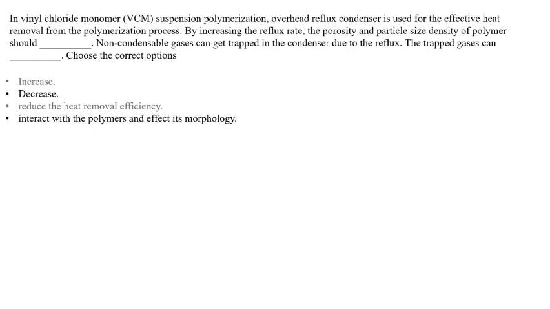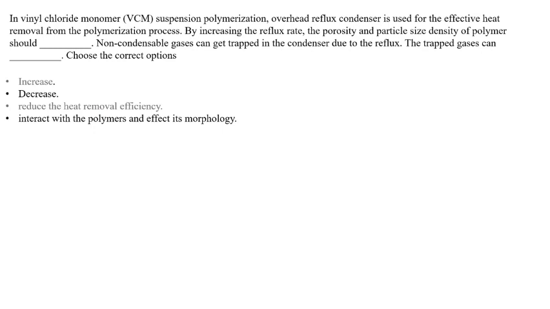So what happens is, by increasing the reflux rate, the porosity, particle size, and density of the polymer should increase, because the purity of the entire polymer batch will be increased. So that's why the first blank is increases. The porosity and particle size density of the polymer should increase.